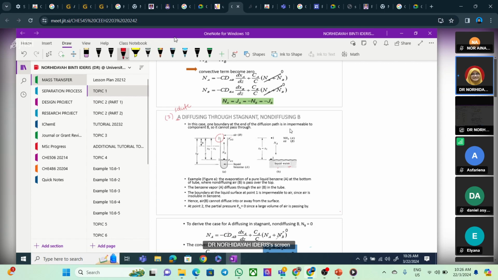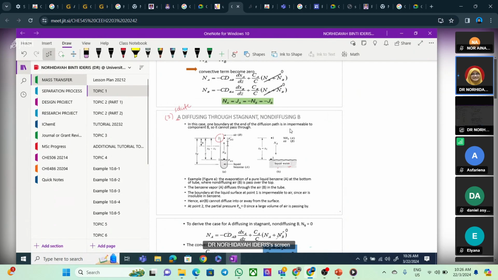Okay, so dalam case ni, we're going to label point 1 here, as point 1 is on the surface, so it'll become PA1. Point 2 is just after the benzene is exposed to the open air, so the distance between 1 and 2 we're going to measure and label as delta Z. Okay, so in this case, usually PA2 is negligible or equal to 0.